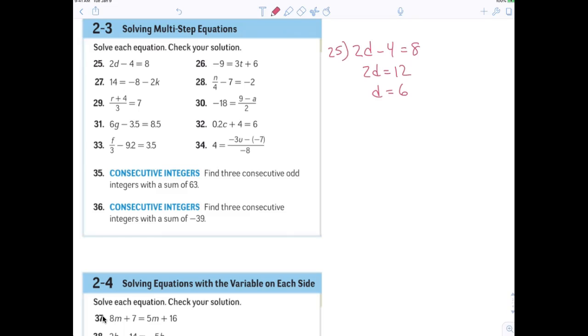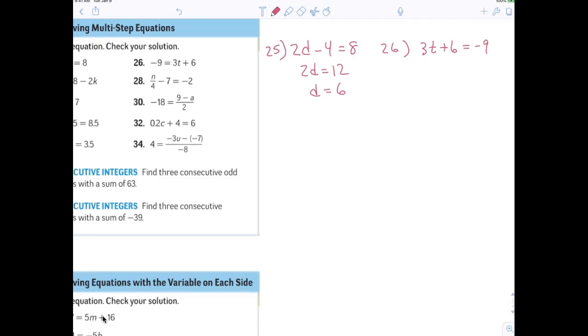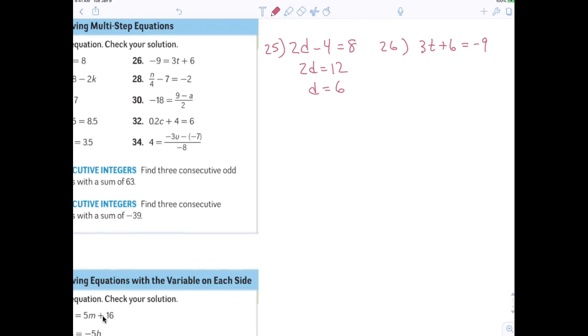And then right next to 25, I'm going to go ahead and put what? 26. So here we go with 26: -9 equals 3t plus 6. Now watch me. I don't like doing that. I would rather do, see if you're following me, 3t plus 6 equals -9. Does everybody see that? Everybody okay with that? It's called the symmetric property. I just turned it around.